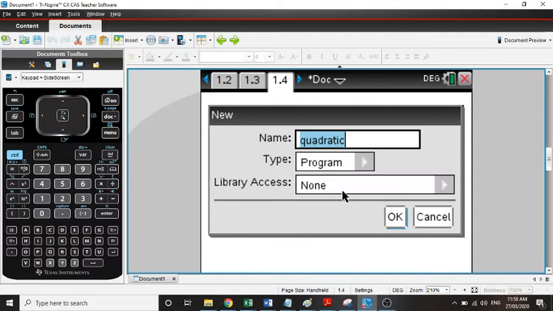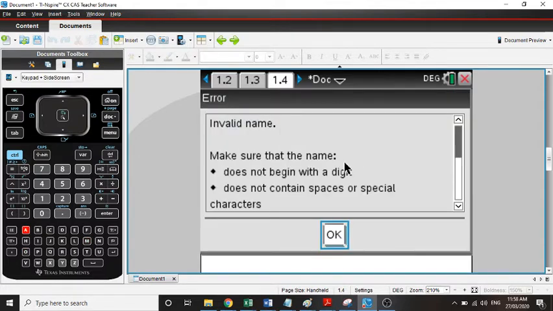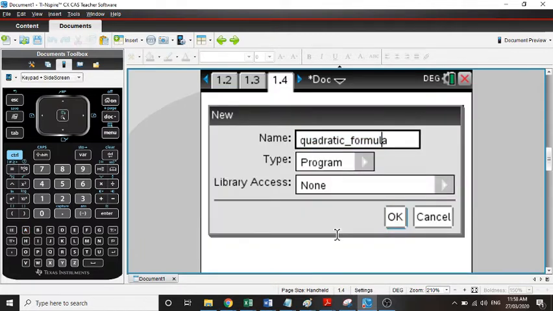No, it's already in use. So I'm going to type in quadratic underscore formula. Invalid name, so I can't have an underscore. Okay, so let's call it quadratic formula with a capital F.